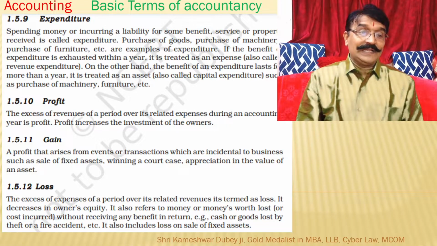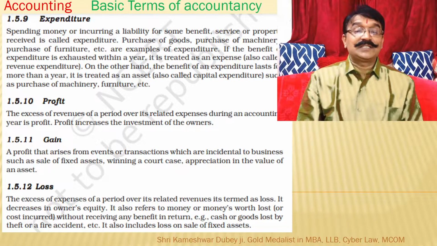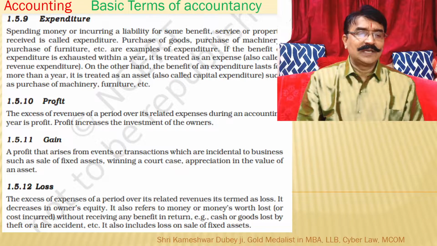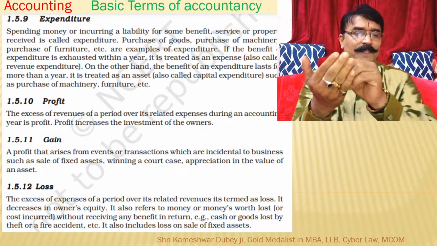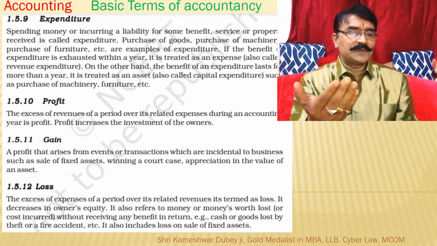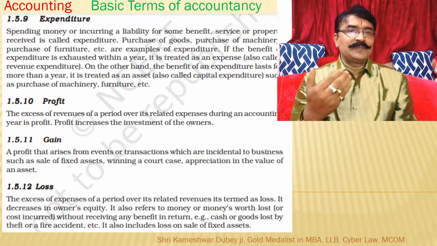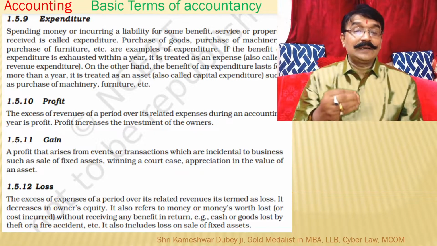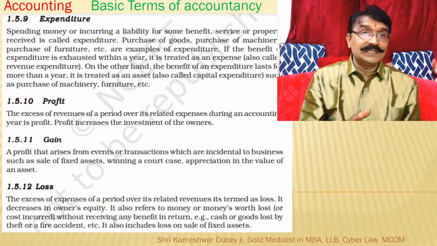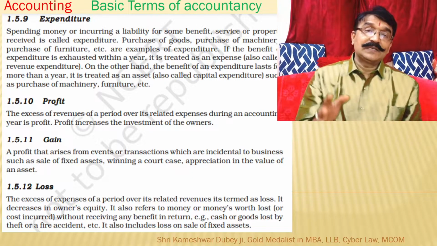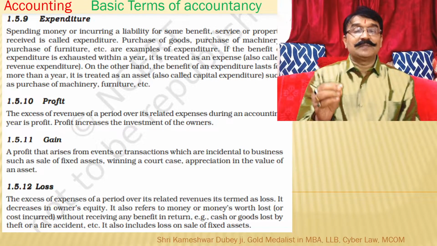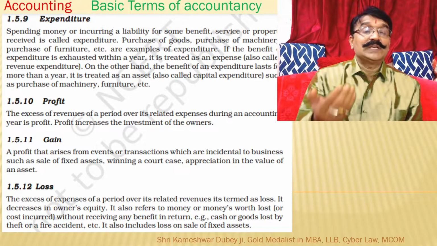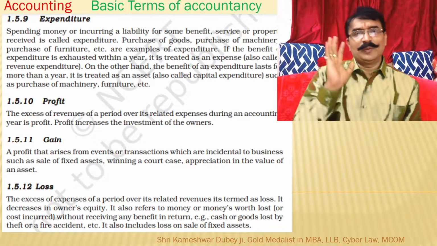Gains. A profit that arises from events or transactions which are incidental to business, such as sale of fixed assets. See, sale is a different thing, profit is a different thing. Profit comes from the sale of goods or services. Gain comes from incidental businesses. The entity is not basically for that purpose, but since that entity has some assets, if some appreciation is there on that asset, that is known as gain. So basically gain is on immovable property.